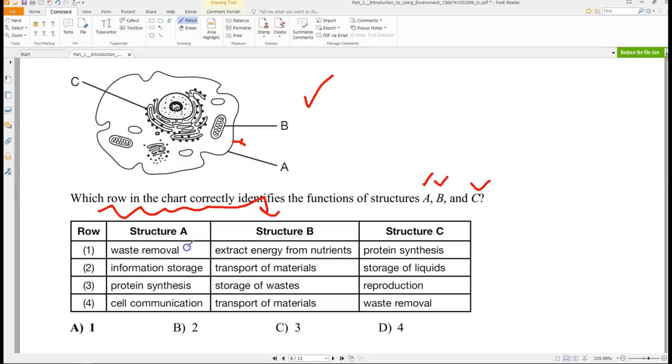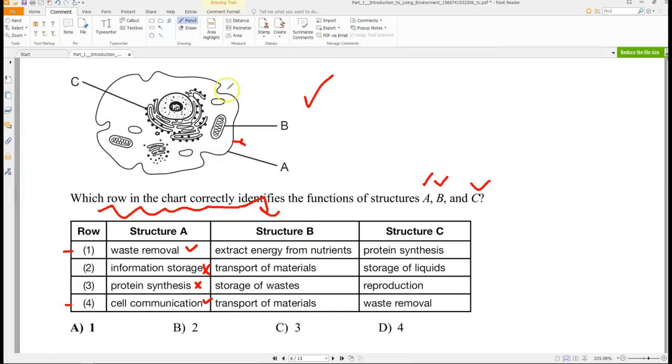The cell membrane does remove waste. The cell membrane does not have information storage. That's the nucleus. The cell membrane does not make proteins. That's the ribosome. The cell membrane does do cell communication. Okay, so our contenders are 1 and 4.